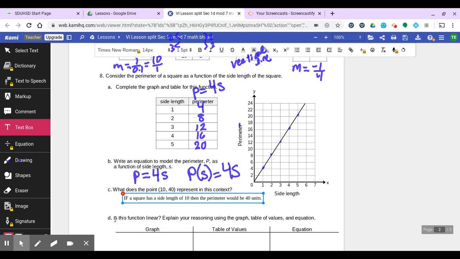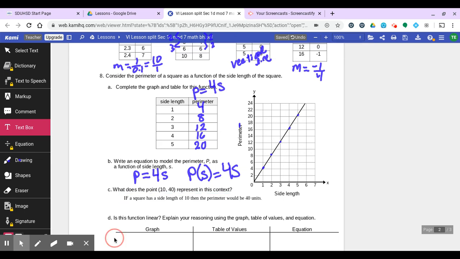Okay, is this function linear? Yeah, it's a function because it passed the vertical line test, and yes, it is a line. So by the graph, I say yes, it's a non-vertical line.